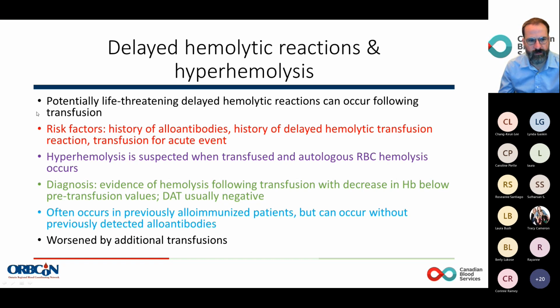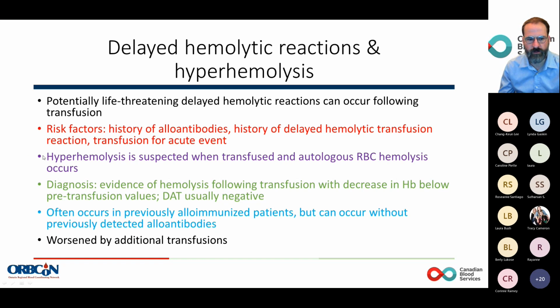We see them most often in patients with sickle cell disease, although it's not the only situation where they can occur. Risk factors for them are having a history of alloantibodies, a history of a delayed hemolytic transfusion reaction, and if the transfusion is being given for an acute illness or an acute event in hospital. So those are all risk factors for having one of these delayed type hemolytic reactions, with or without hyperhemolysis. The hyperhemolysis aspect is of concern or suspected when there's evidence that the transfused cells and autologous RBCs of the patient are being hemolyzed.